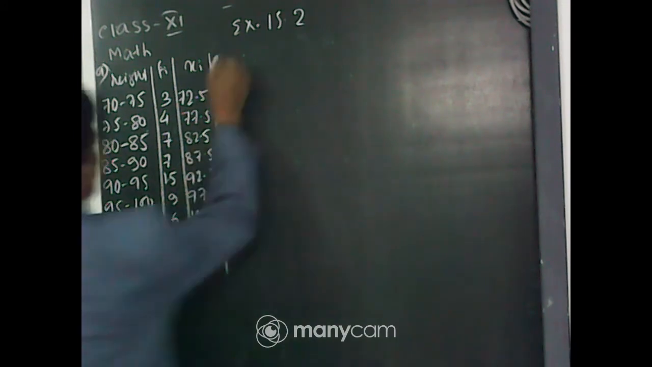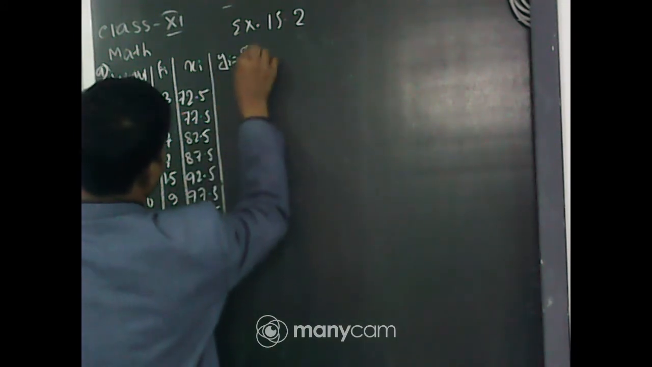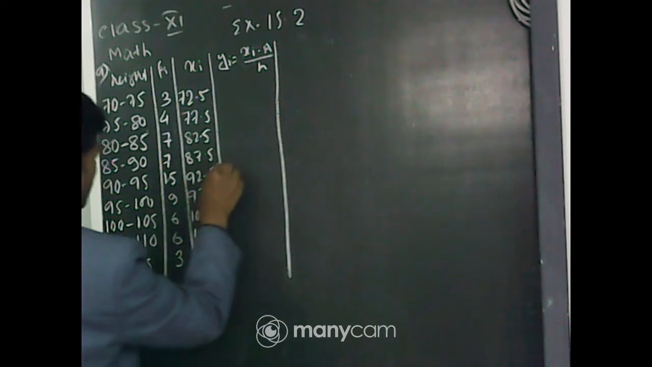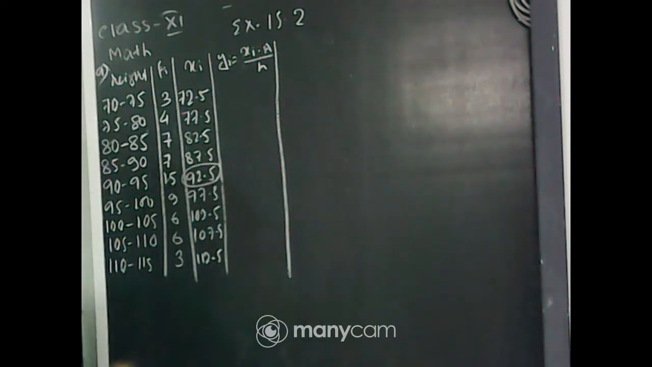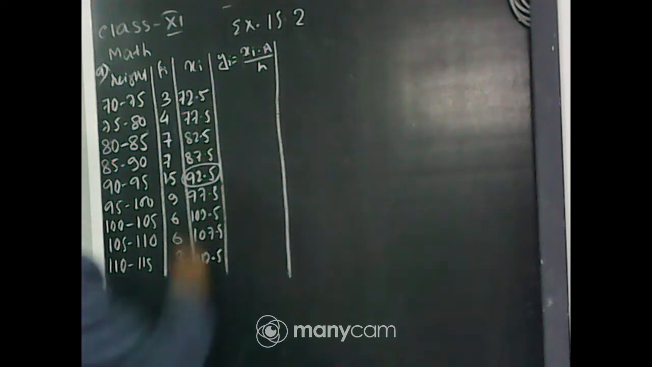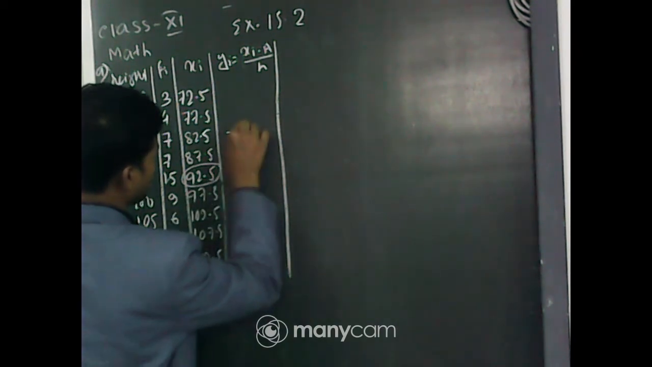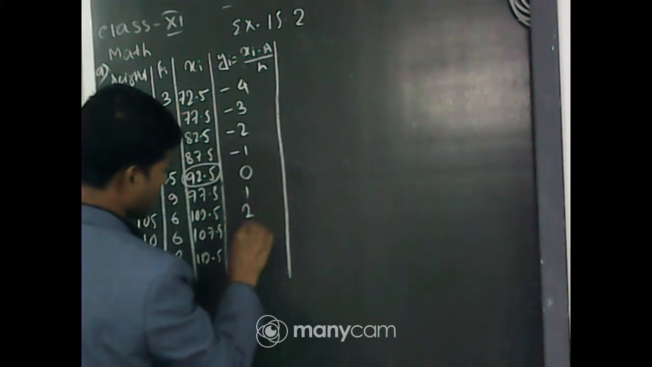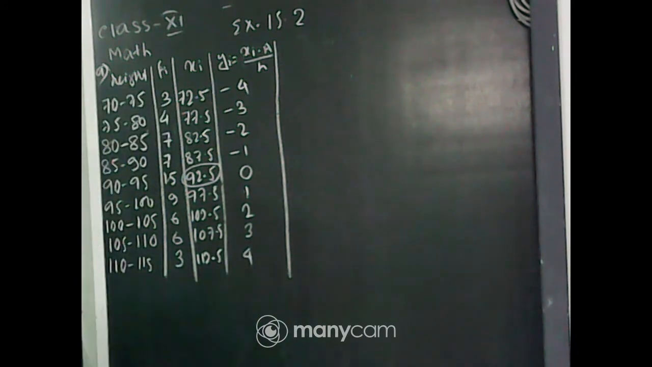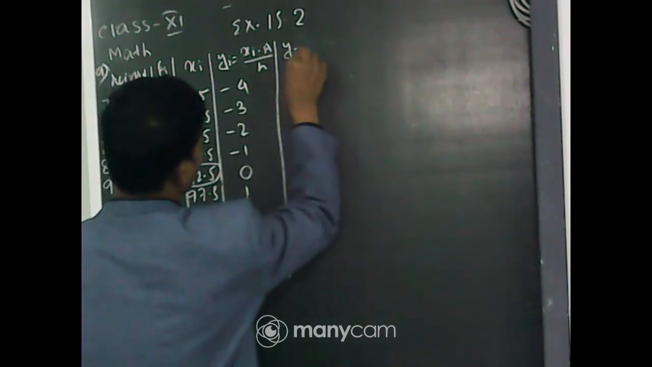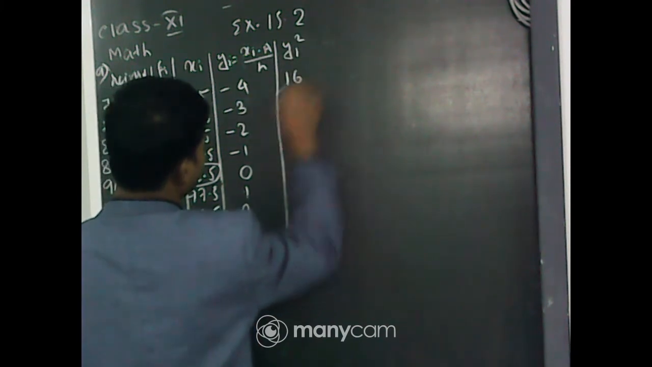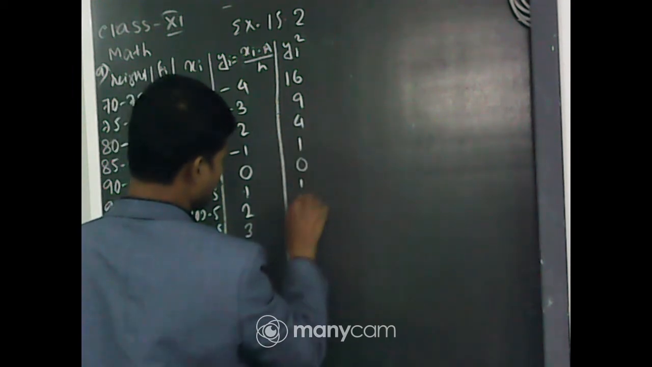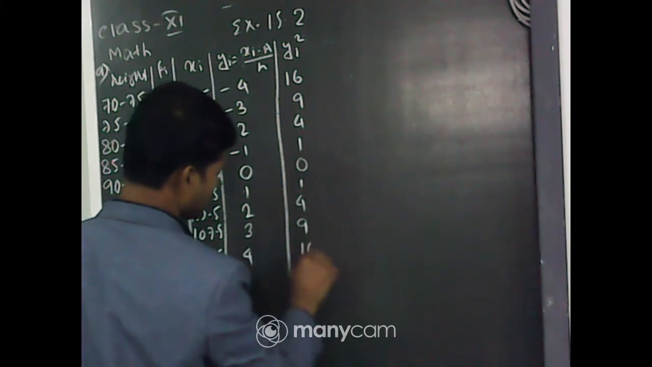Okay. Now find yi. The expression of yi is xi minus a by h, and we are taking 92.5 as a. So the result will be minus 4, minus 3, minus 2, minus 1, 0, 1, 2, 3 and 4. Next we will calculate yi square. So this is 16, 9, 4, 1, 0, 1, 4, 9 and 16.